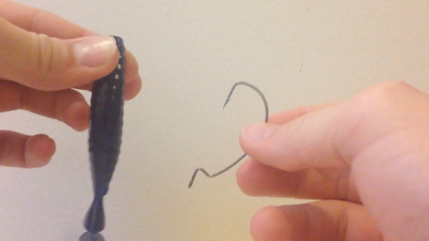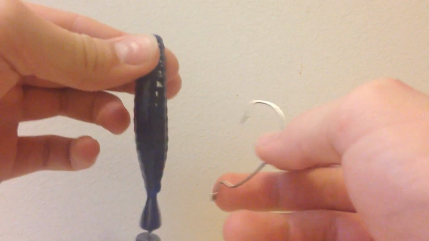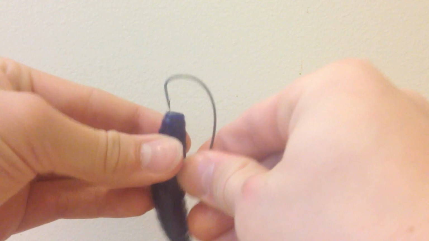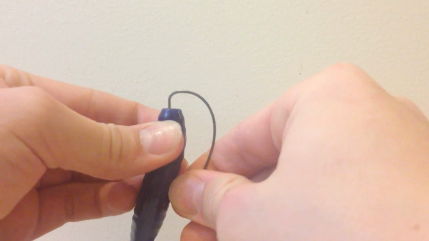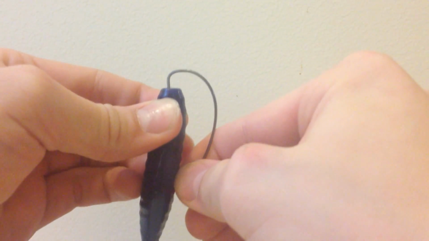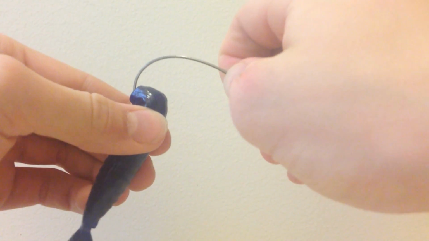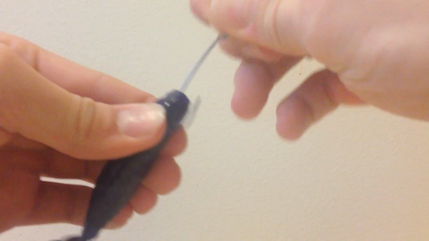Next is the extra wide gap hook. This is for bigger, thicker baits. First thing you want to do is come in right at the top, nice and straight, and you want to go all the way to this first bend in the hook, all the way down. And then you want to come out at a 90 degree angle, so straight down.